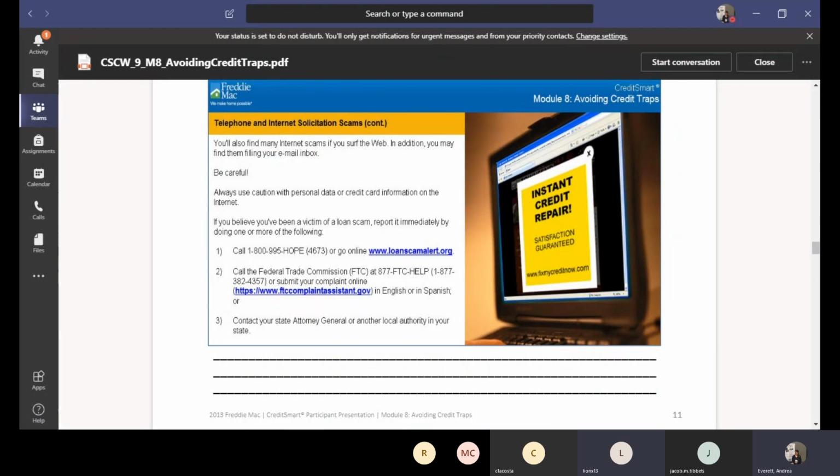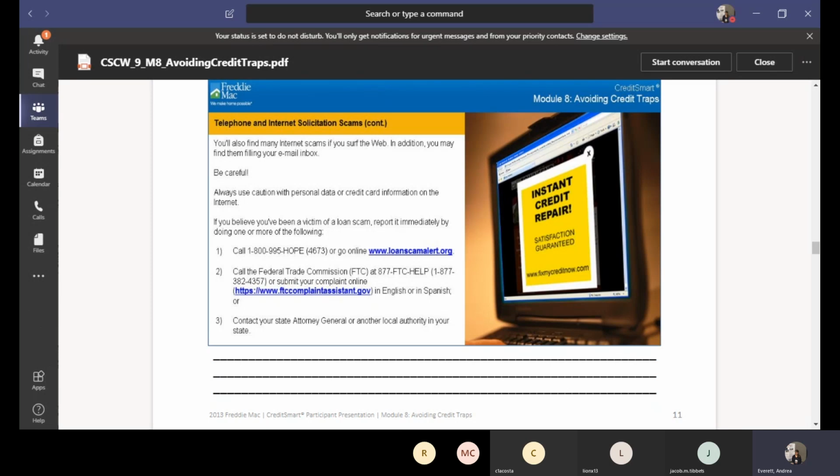Yeah, so there's a lot of internet scams. If you surf the web, you might find them in your email box. Be careful. Don't give your personal information or credit card information on the internet if it's not a reputable source, or has some kind of security, if you're making purchases.